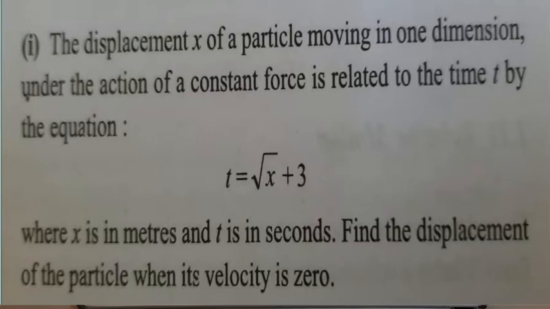Second problem. The displacement x of a particle moving in one dimension under the action of a constant force is related to the time t by the equation t is equal to root x plus 3, where x is in meters and t is in seconds. Find the displacement of the particle when its velocity is 0.